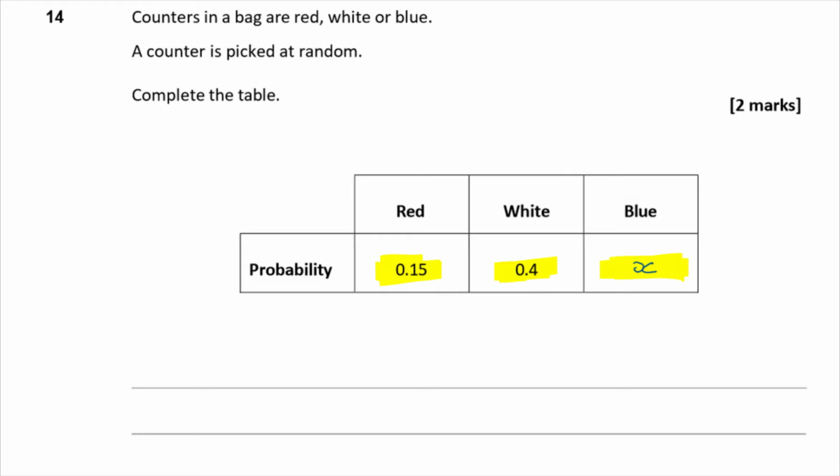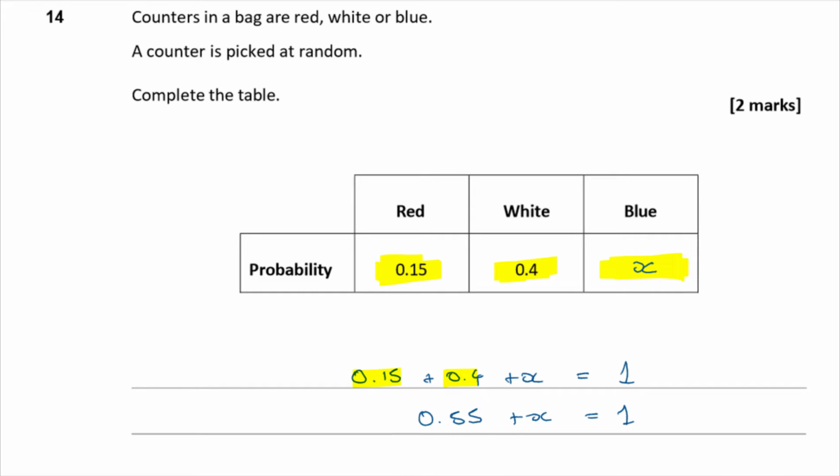Then, because of what we call the rule of completion with probability, when you take the probabilities of all of the different outcomes and add them together, it's going to have to be 1, because you are certain to get one of those three outcomes. So let's add together the numbers I know, 0.15 and 0.4. That adds up to 0.55, doesn't it? So 0.55 plus x is equal to 1.